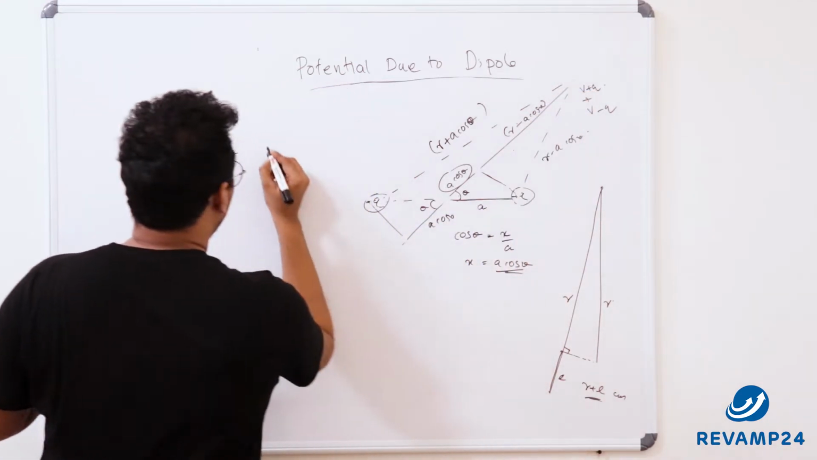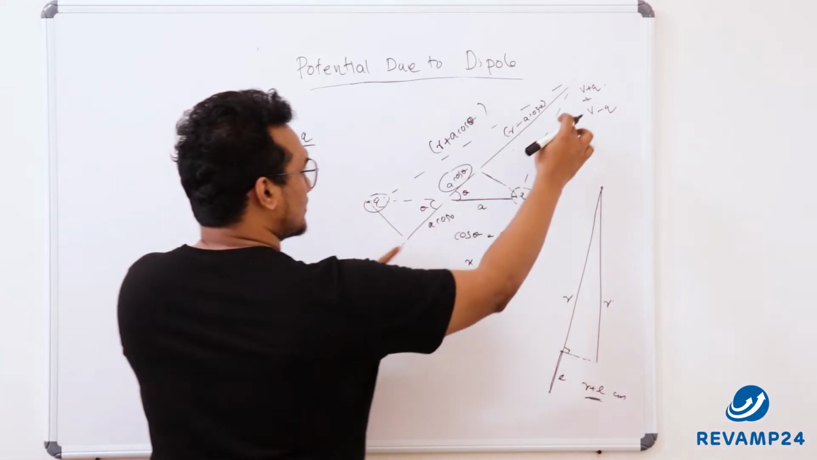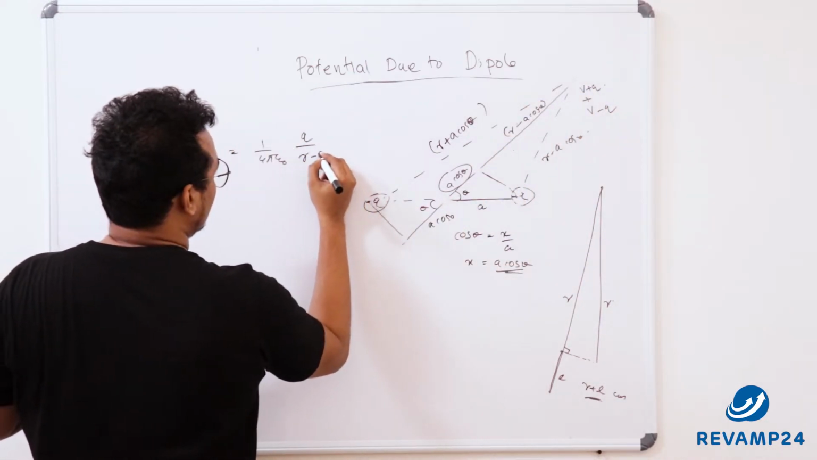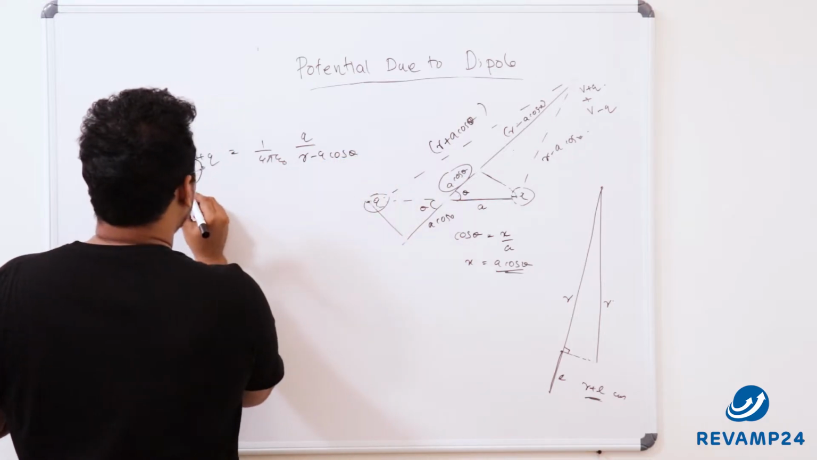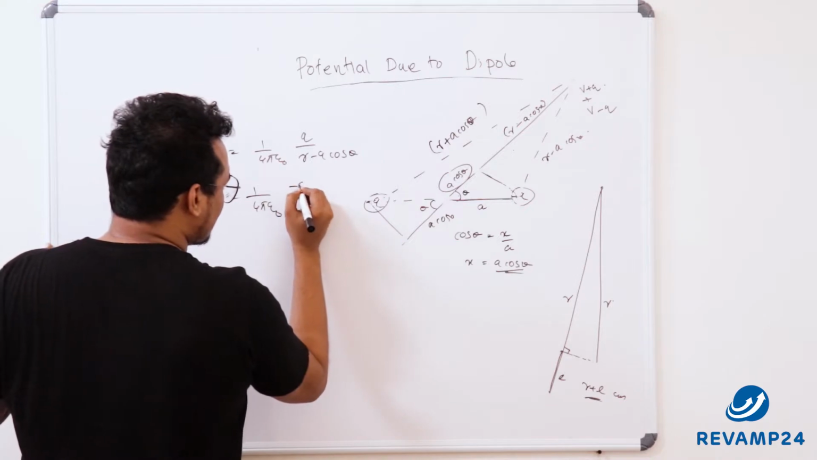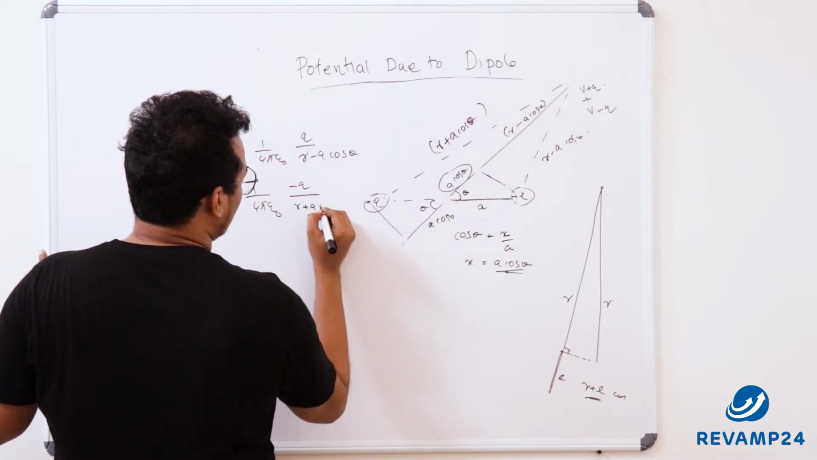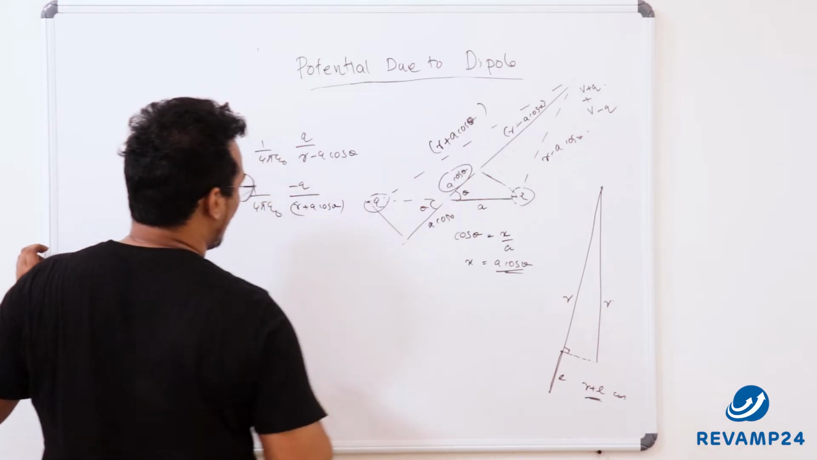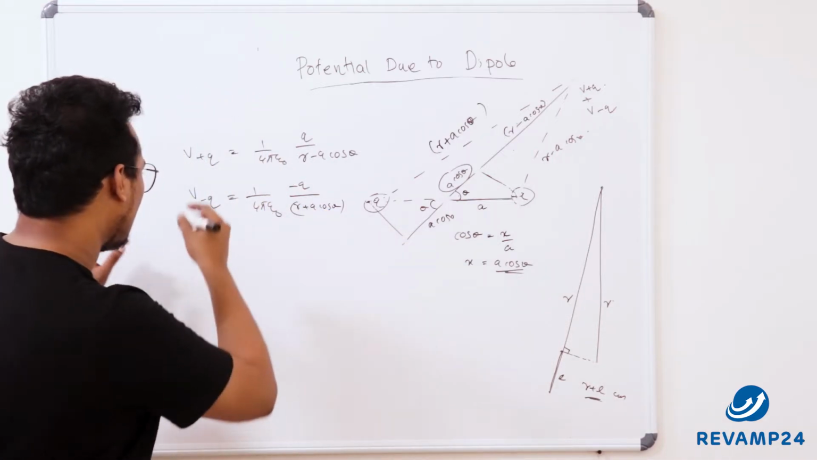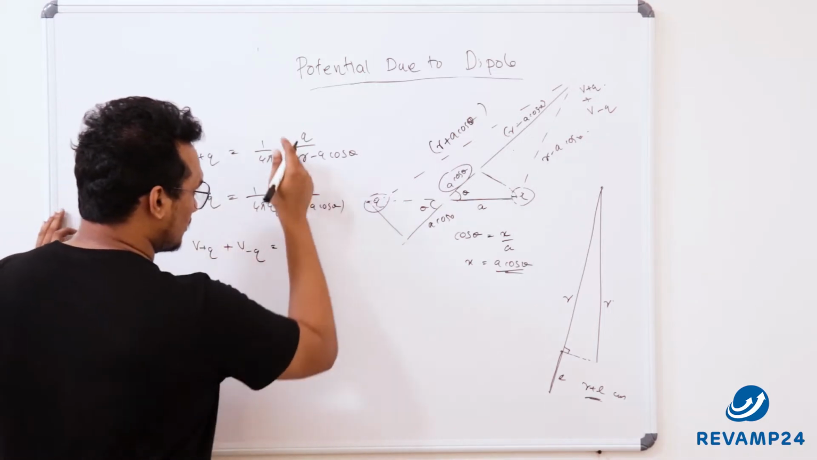What is V plus q? This one, 1 by 4 pi epsilon 0 into plus q divided by, what is the distance? r minus a cos theta. Similarly, what is V minus q? V minus q is 1 by 4 pi epsilon 0 into minus q divided by this one, r plus a cos theta. Now how will we get the total value of potential? Add these two, V plus q plus V minus q is equal to, add these two.